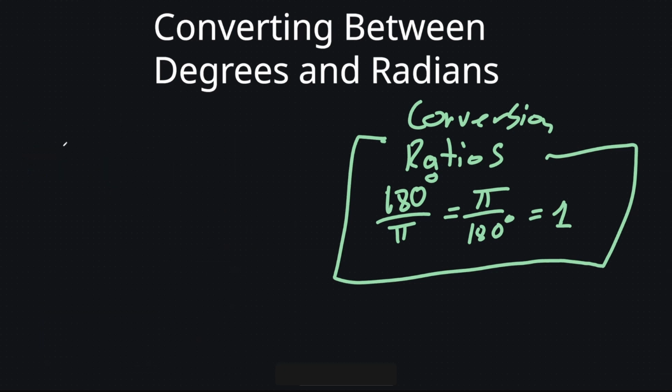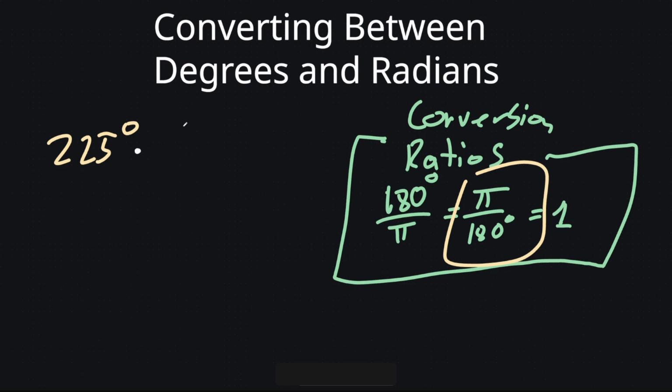Let's try another. Let's say I'm given 225 degrees, and I want to convert that to radians. I'm going to once again look over here. I'm going to use the ratio that brings radians into the fold. That means a pi is on top, and I'll divide away degrees. It's going to be pi over 180. So I'm going to take my 225, multiply it by pi over 180 degrees. And then I'm going to cancel as much as I can.